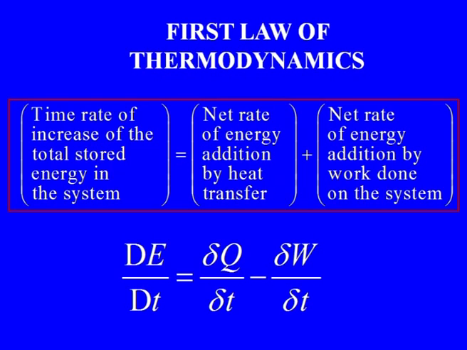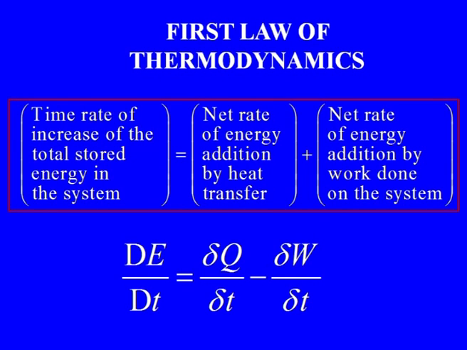We use capital E to indicate the total stored energy of the system. So dE by dt represents the time rate of change, or rather the rate of increase of the stored energy in the system. This is equal to δQ by δt, where Q is heat transfer. We have used symbol delta to indicate that Q is not a state function, it depends on the path. So that is why we use these inexact differentials on the right hand side. So δQ by δt gives us the net rate of energy addition by heat transfer.